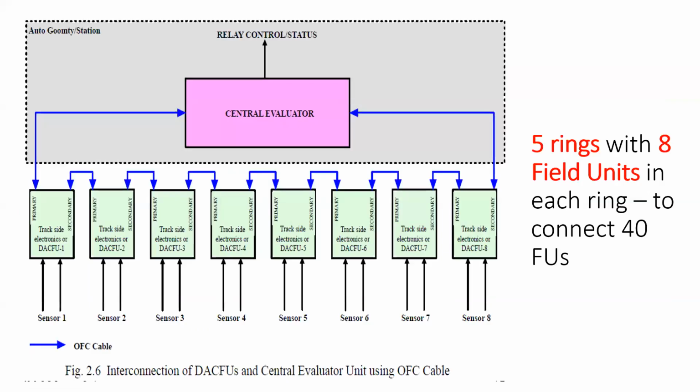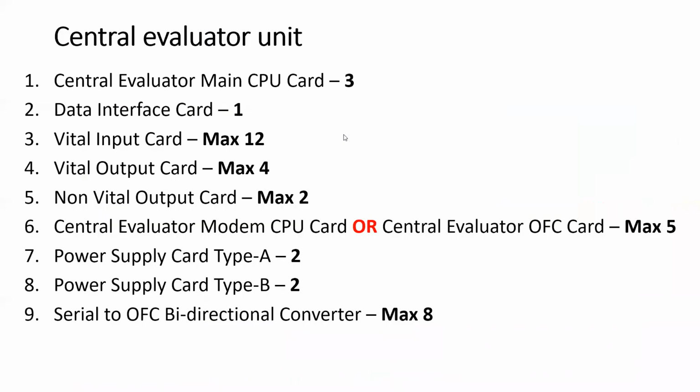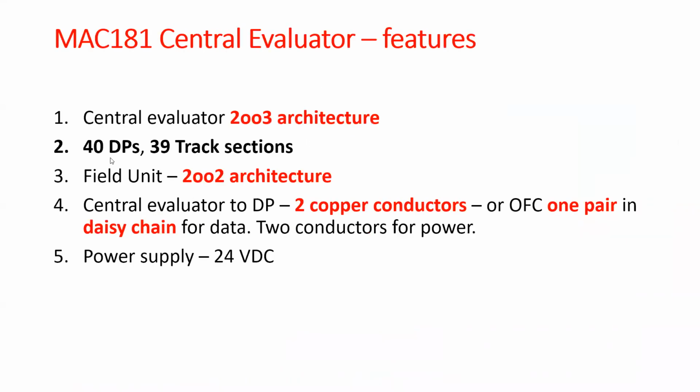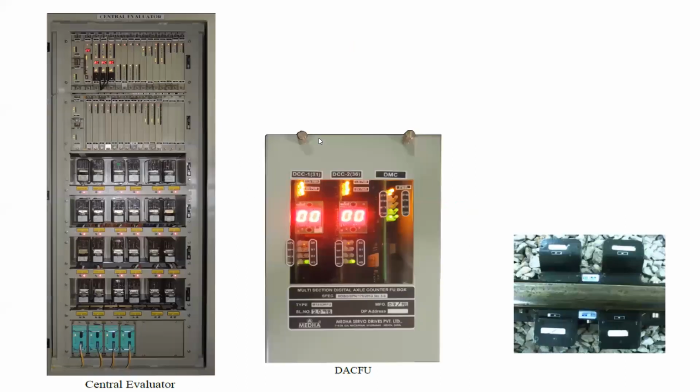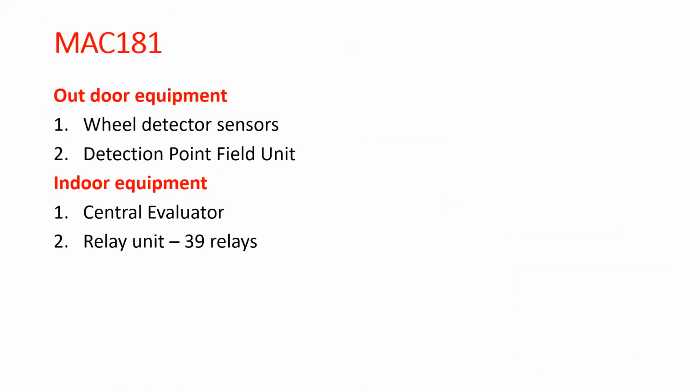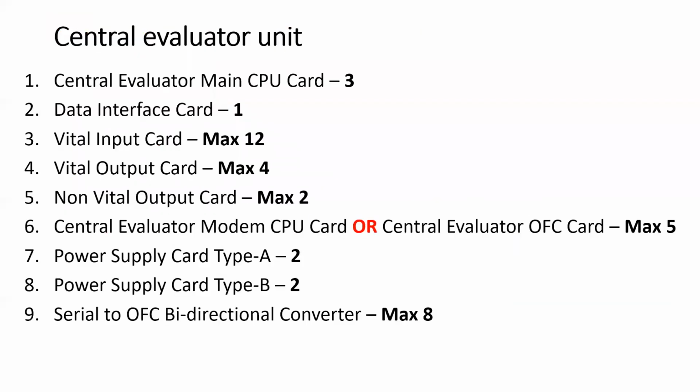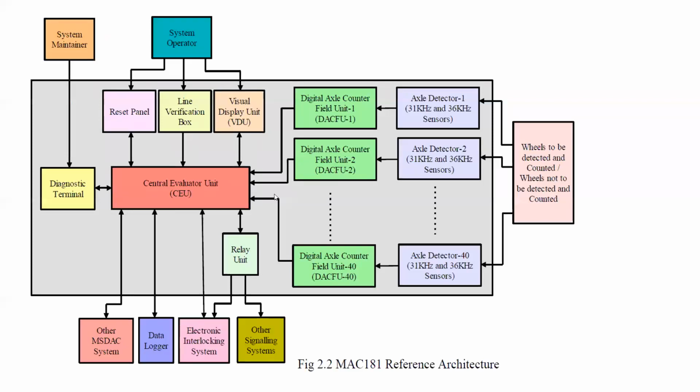It depends, like I have shown here. 40 DPs and 39 track sections in 1 evaluator unit. This is the central evaluator unit in this make, and it is able to take 40 DPs and show 39 sections.